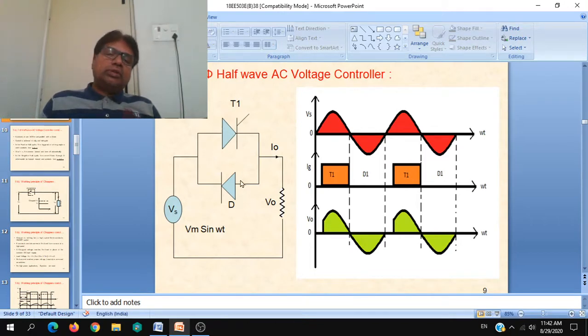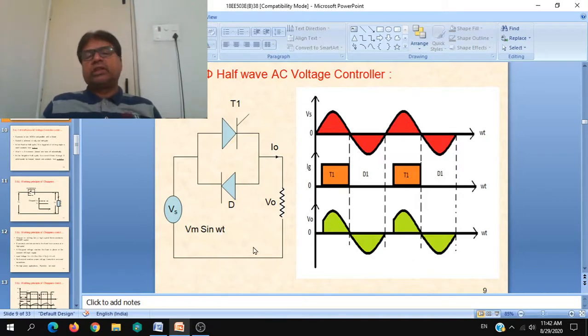So during the other half cycle, a diode is provided, which is not a controllable device, so there will not be any control inside the other half cycle, in this case the negative half cycle. That was the concept of the single phase half wave AC regulator or voltage controller.